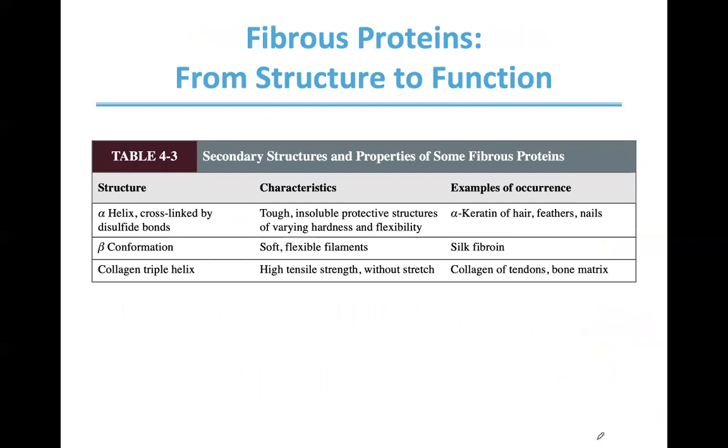All right, so here is fibrous proteins from structure to function. So we will look at alpha helix, right? So here we'll look at alpha keratin, the protein which is based on alpha helix. We'll talk about beta conformation, silk fibroin, I don't know how to pronounce it properly, and collagen triple helix. So this is the protein for tendons, cartilages, bone matrix.